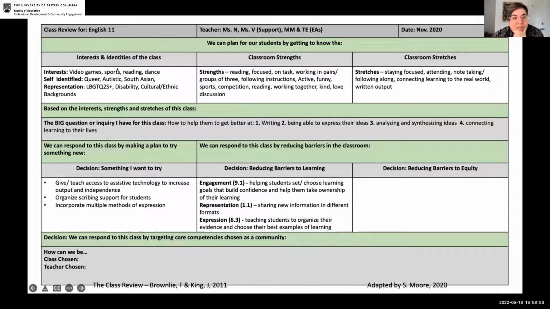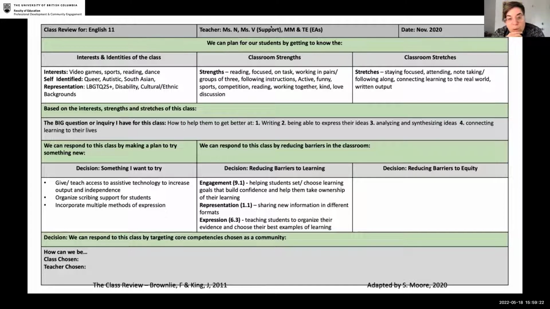And so she actually divided it up in terms of, what do they say their interests are? What do they say their identities are? And what do I see? Because we can still respond to kids, whether they identify or not. And that's actually an indicator that we need to represent even more, because if they're not identifying, it's probably because they don't feel safe identifying. And so ways that we can respond to that is by having them be represented in the curriculum. And so it nods to that. You see your strengths and stretches.